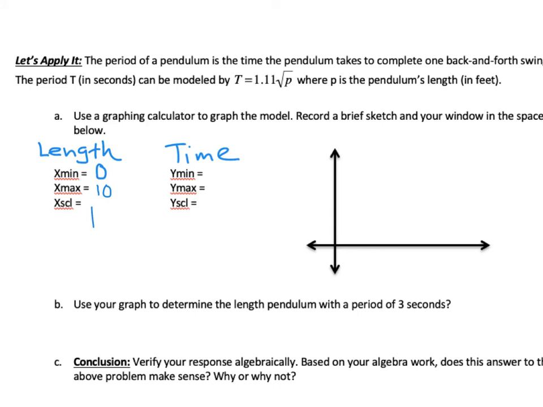And then time it takes for one to cycle back and forth, well, I don't need negative time, but I don't know, 15 seconds maybe? Seems long, but probably use that. And then I maybe just scale that by 1 or 2. And then in your y1, in your calculator that is, you would just type in 1.11 times the square root of x. And then you would just press graph.